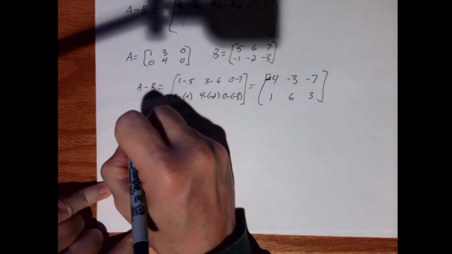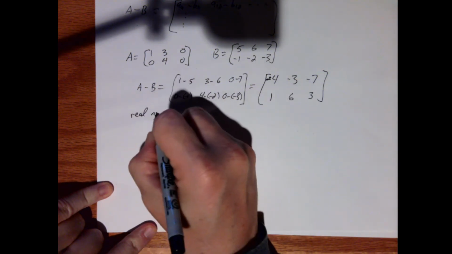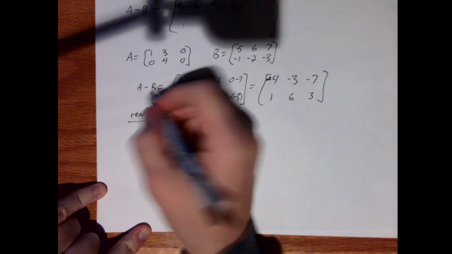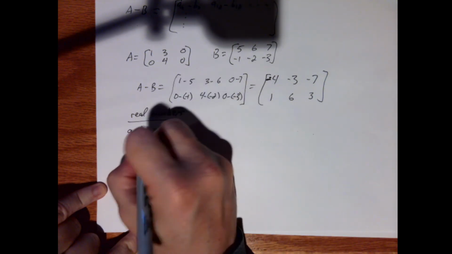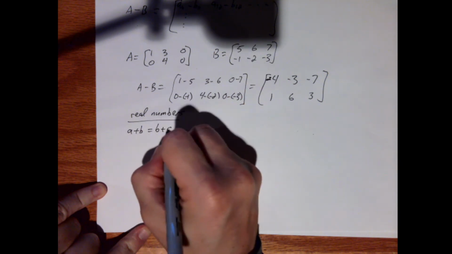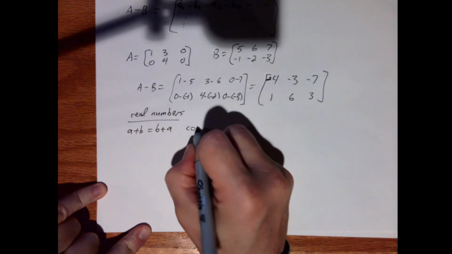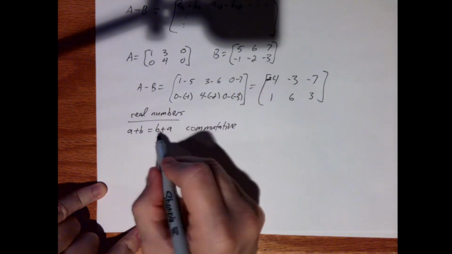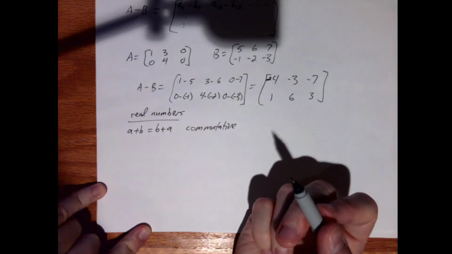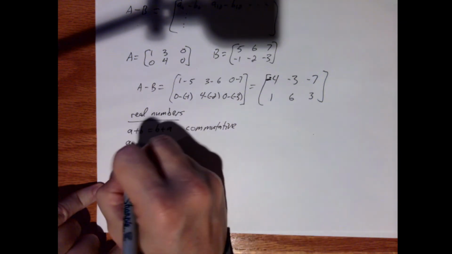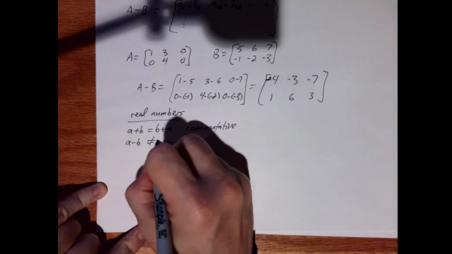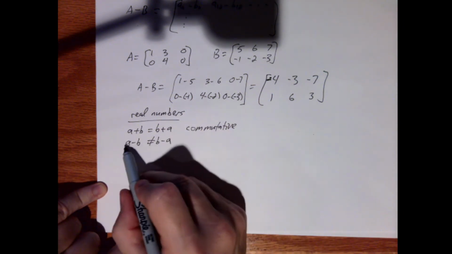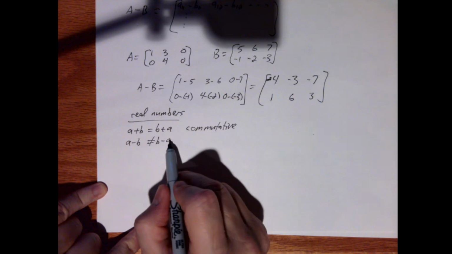So if we're talking about real numbers, we know that a plus b is equal to b plus a, right? So we say it's commutative. That is, addition is commutative. Okay? But a minus b does not equal b minus a in general. Right? 1 minus 2 is not the same thing as 2 minus 1.